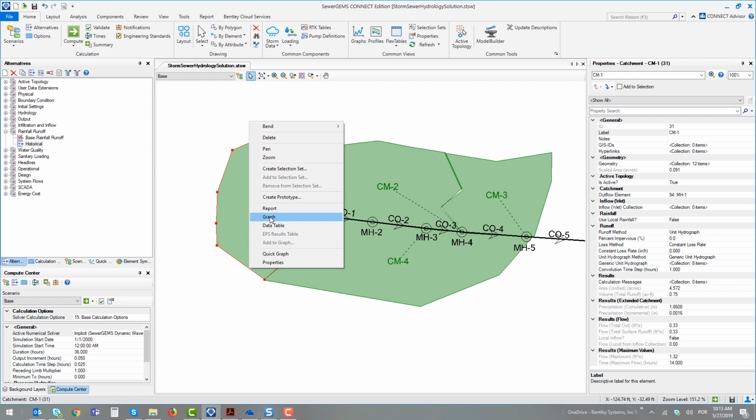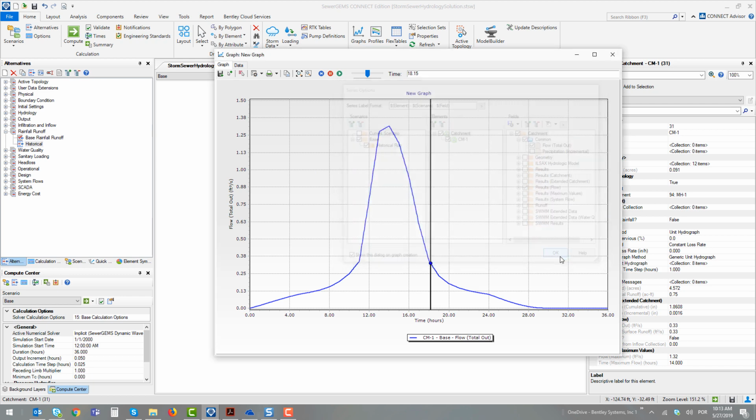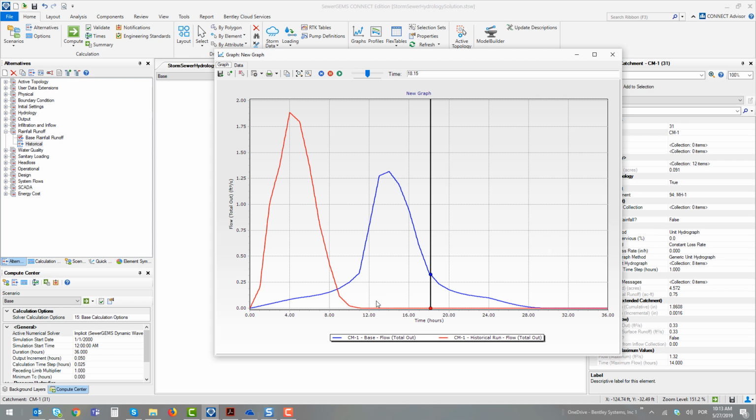We can understand more if we graph, for one of the catchments, the total outflow from the catchment comparing the two scenarios. So you can understand that the second scenario, where we run a historical storm event, has a higher intensity compared to the first scenario. So the storm occurred over a shorter period of time, and as a consequence, it's more intense.